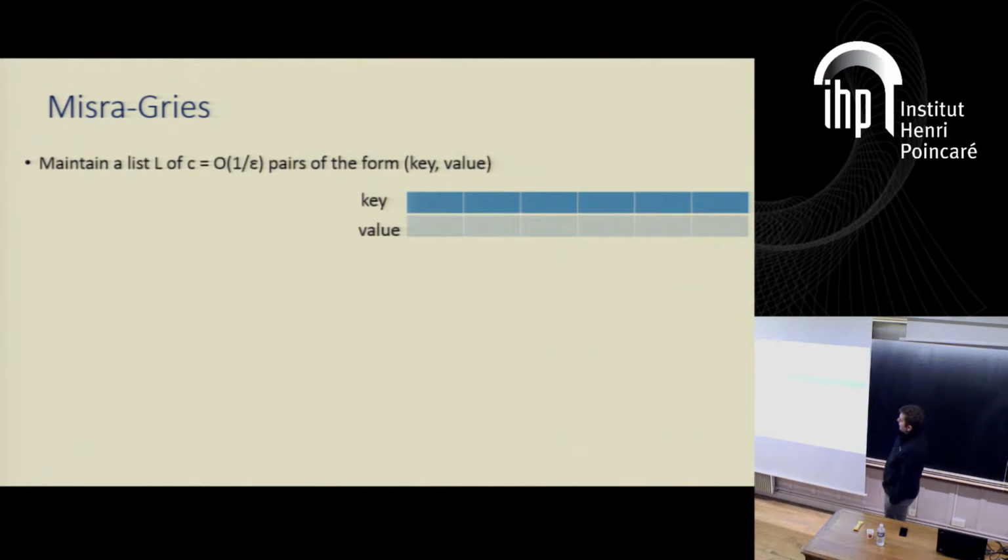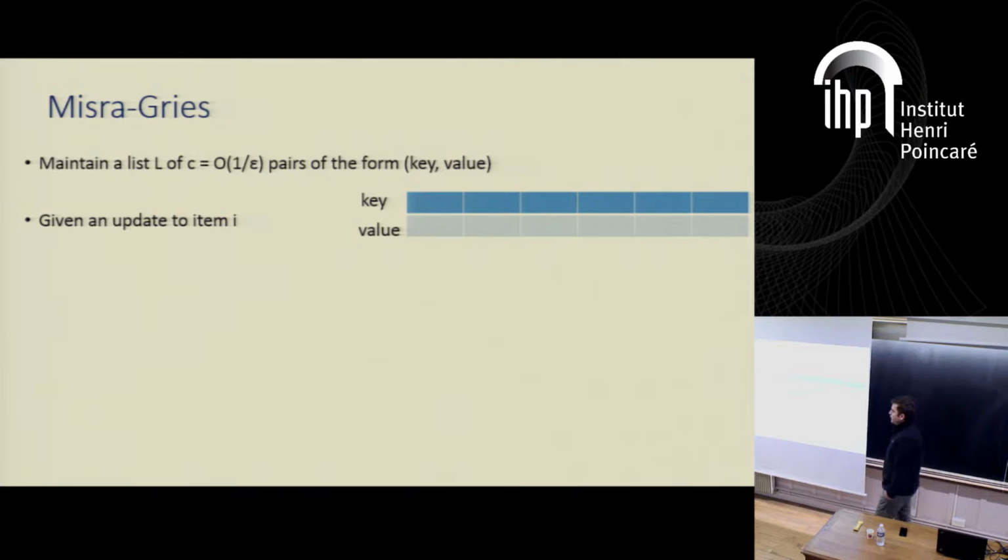Okay, so let me start off with the algorithm for L1 heavy hitters. And let me review a classic data structure for this problem called the Misra and Gries data structure, which was rediscovered several times. So how does it work? You have a list of C, which you set to be order 1 over epsilon, pairs of the form key comma value.